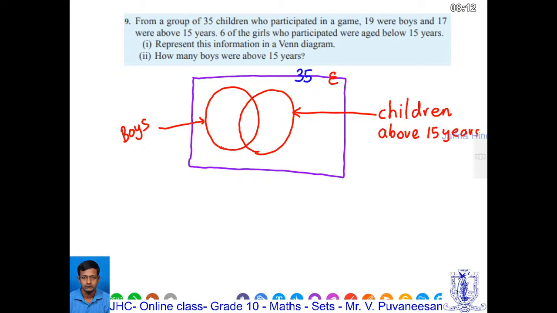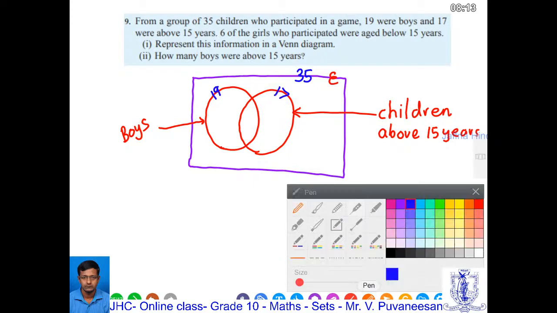19 were boys. So the boys set is marked on the circle, 19 altogether in the circle. 19 were boys and 17 were above 15 years. So 17 above 15 years.